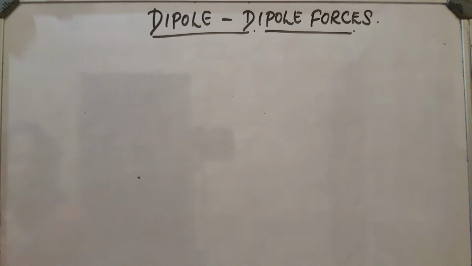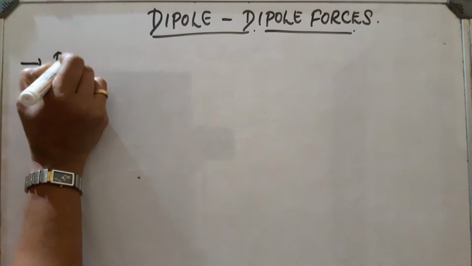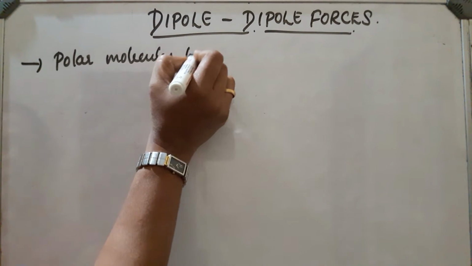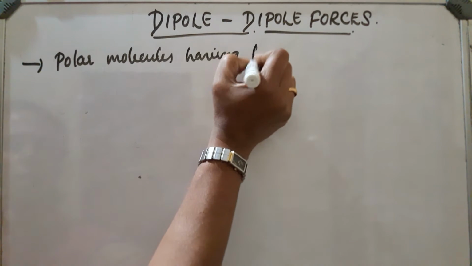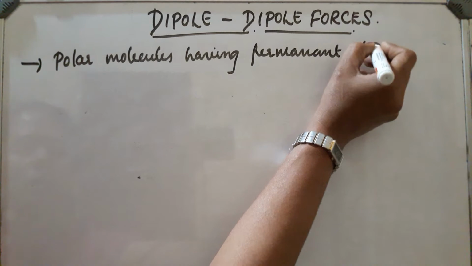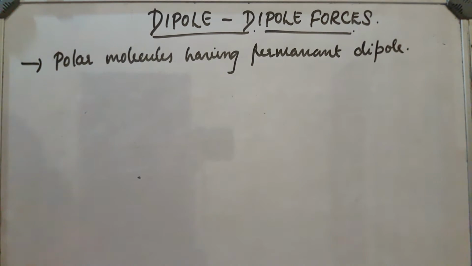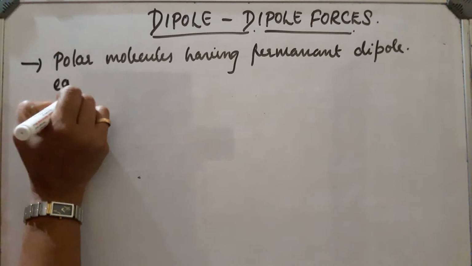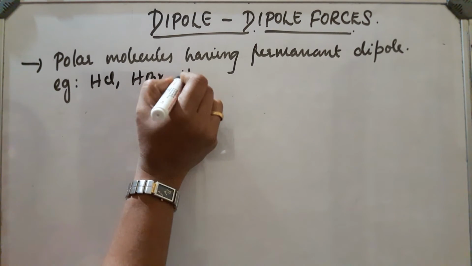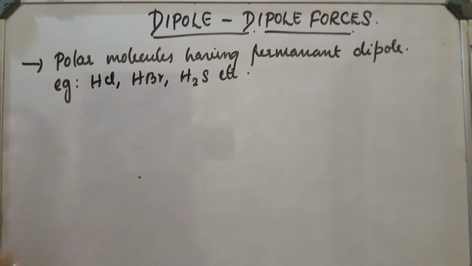Dipole-dipole forces. These interactions occur in polar molecules having permanent dipole. Examples: HCl, H2S, HBr, etc. These are polar molecules.